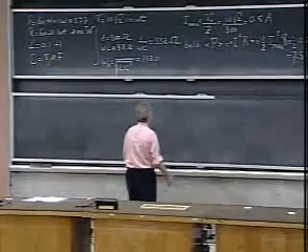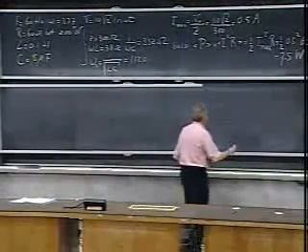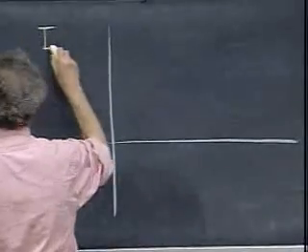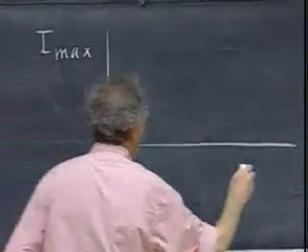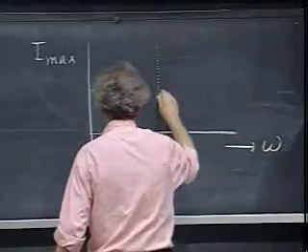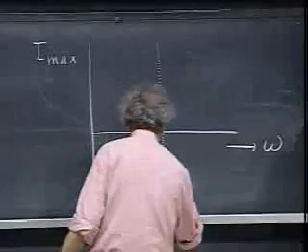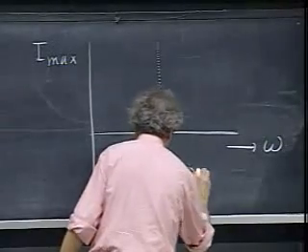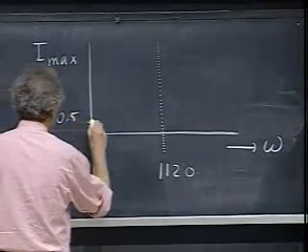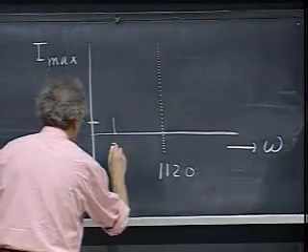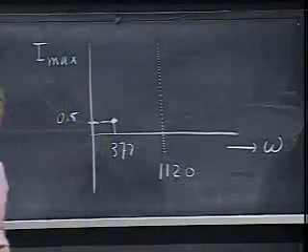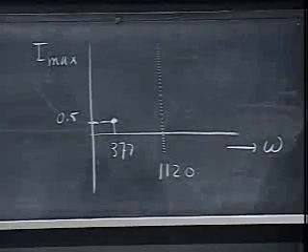I first want to make a curve for you here, very roughly, of I max as a function of frequency, omega. And that's the demonstration I just did. When the resonance frequency was 1120, we had about 0.5 amperes at our value of 377. So this is one point of our I max versus omega curve.